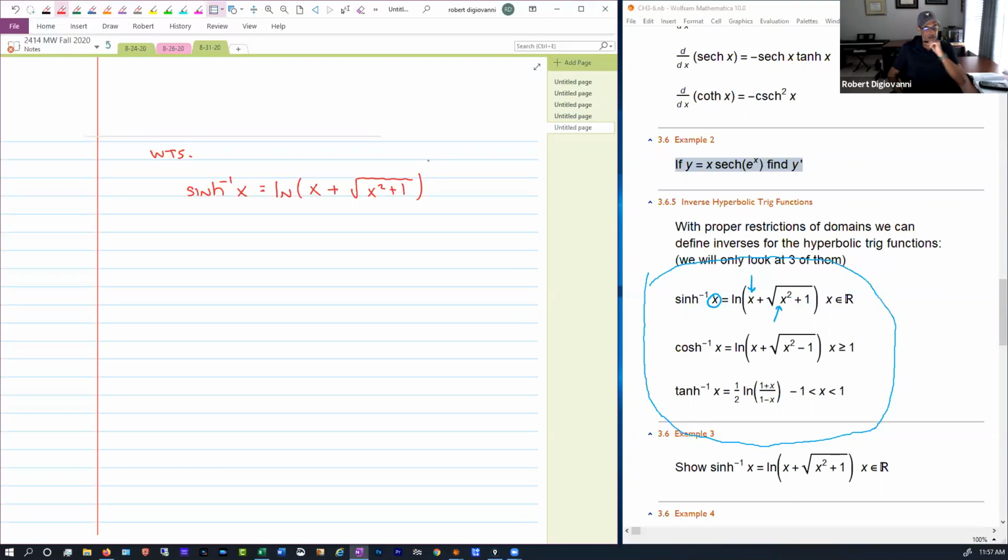We don't know that this is true. We want to show it's true. The only thing we do know is that the hyperbolic sine of x is 1/2 times e to the x minus e to the negative x. That's all we know. And so what we need to do is somehow get from there to there.